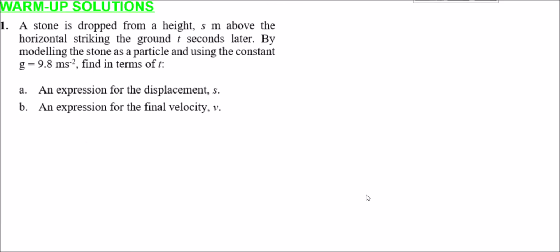Question 1, we're dropping a stone. You can assume this is from rest, by the way, if you'd like. So it's just dropped, then it goes into free fall. Model g as 9.8 meters per second squared, and find in terms of t, importantly, an expression for the displacement s. And so just remembering the CVAT formulae, a formula for s which we're going to use here is s equals ut plus half at squared.